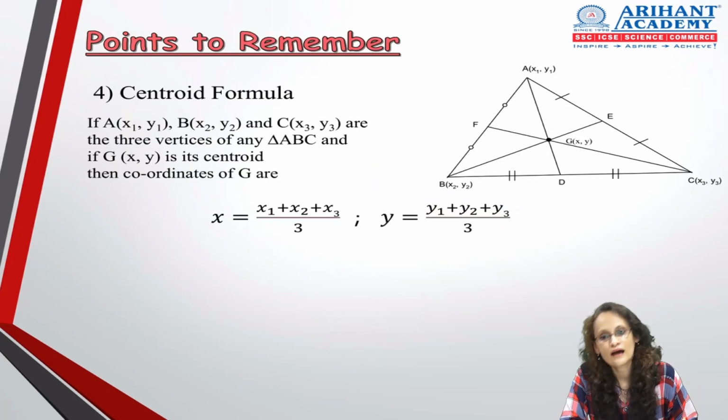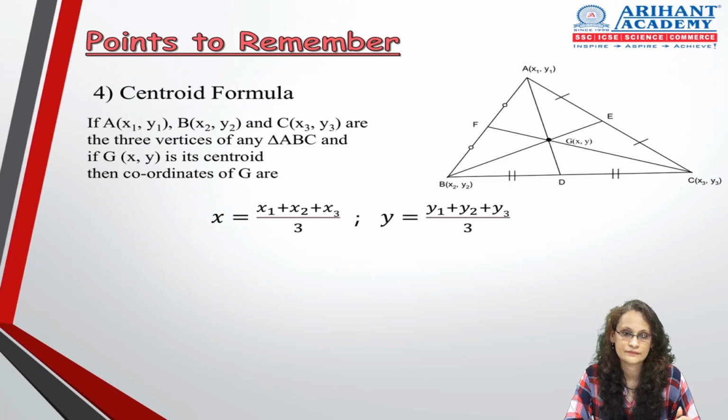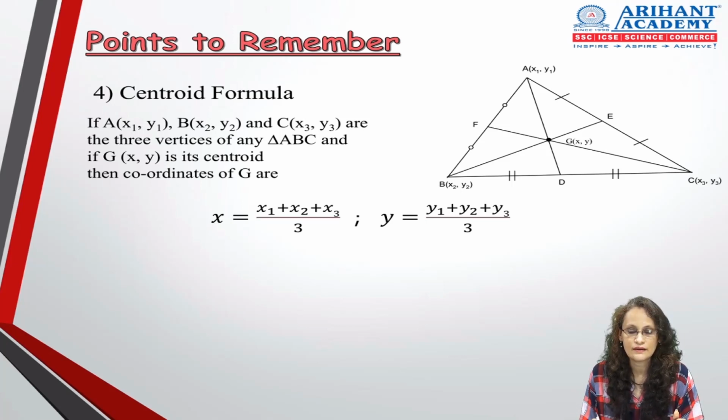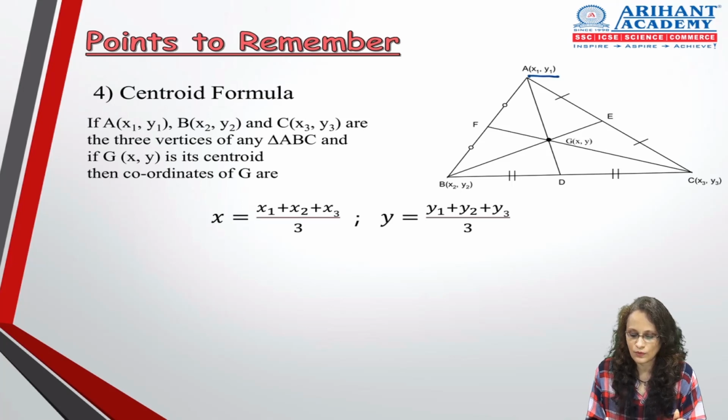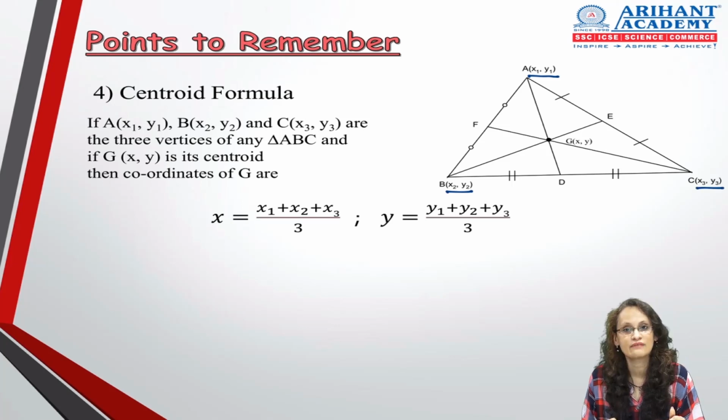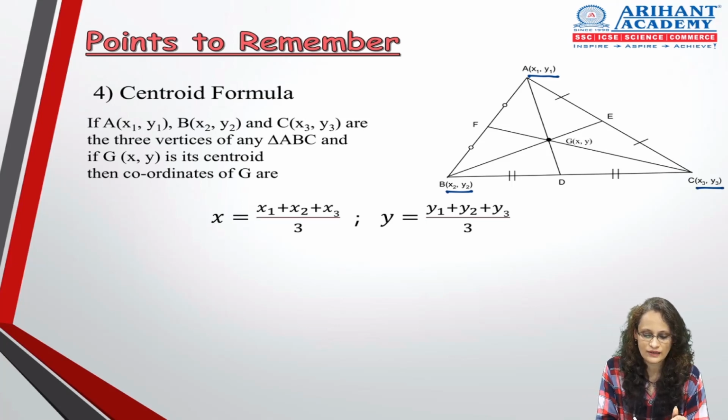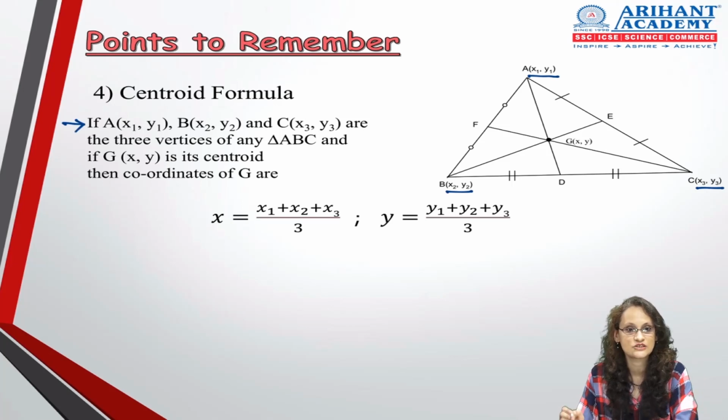Coming to the last formula of this chapter, which you can see is the centroid formula. Now for the centroid formula, you have to pay attention to the diagram as well. I have drawn a triangle ABC where A coordinates I have called x1, y1, B coordinates are x2, y2, and C coordinates are x3, y3. And the same you can see here also in the explanation part.